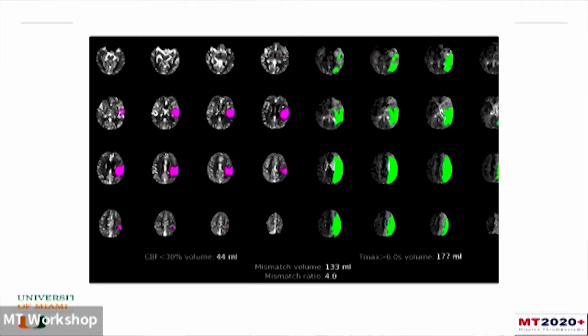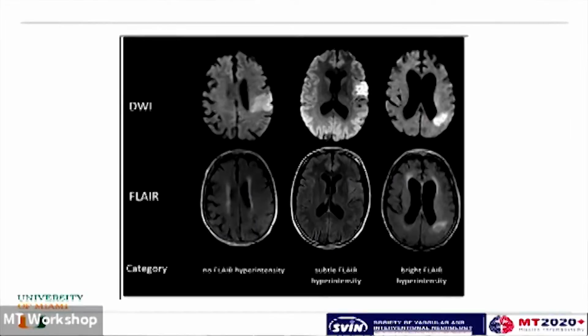Here is another example of a CT perfusion scan using RAPID. And you can see small core in pink with a large area of ischemic penumbra that is at risk. The cerebral blood flow, that's less than 30%, is 44, so less than 50 cc's. Tmax, that maximum time to peak, taking longer than 6 seconds, is 177 mLs with a mismatch ratio of 4. This patient is a candidate for mechanical thrombectomy.